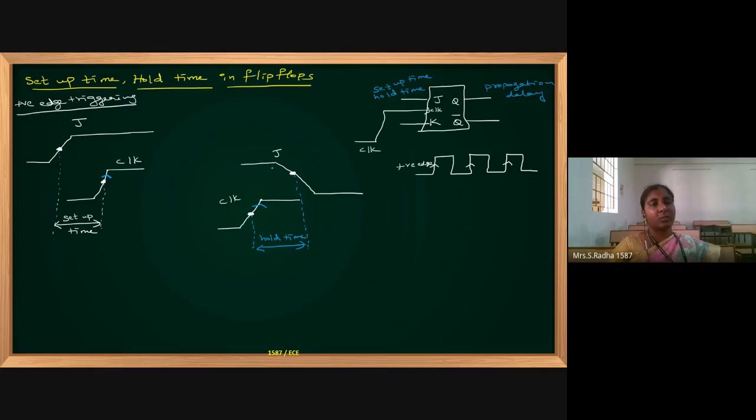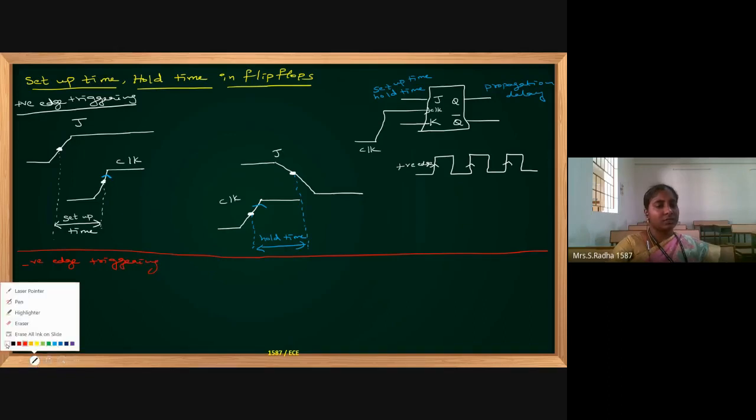Everything I have discussed is with positive edge triggering. For negative edge triggering, the only thing you have to do is reverse the clock. Input and output are the same. This is about positive edge triggering. If you take negative edge triggering, I will maintain the input J signal the same. This is J.